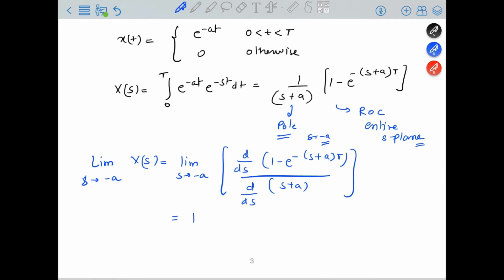So this will be equal to the limit as s tends to minus a of T times e raised to the power minus at e raised to the power minus st.